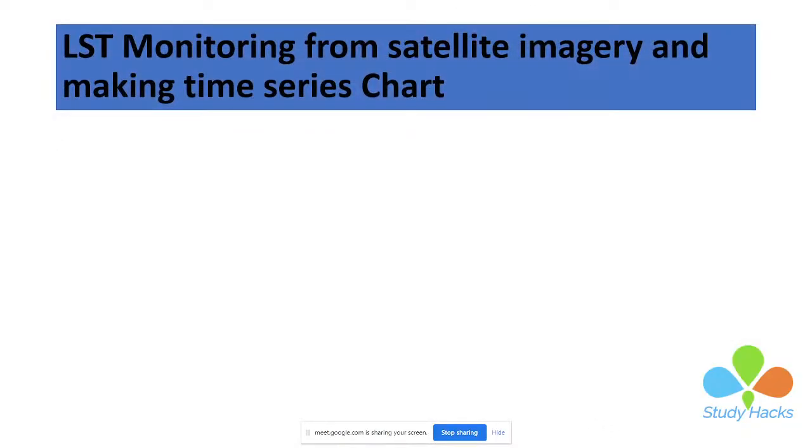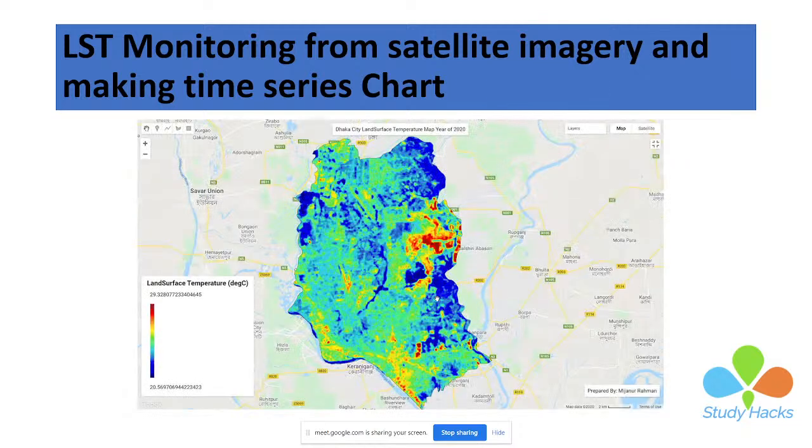At this time I also try to discuss the land surface temperature monitoring using the MODIS satellite imagery. Here you can see this is the land surface temperature monitoring for the Dhaka city. Here you can see we can find out the land surface temperature in degrees Celsius. The red color indicates the high land surface temperature.